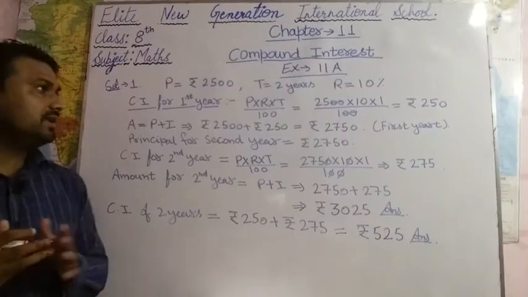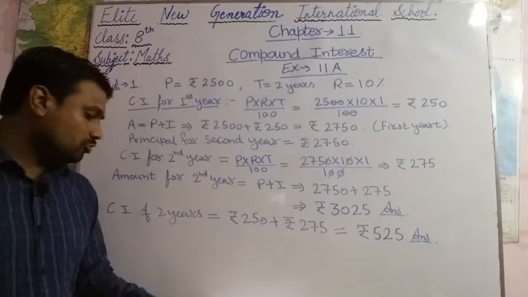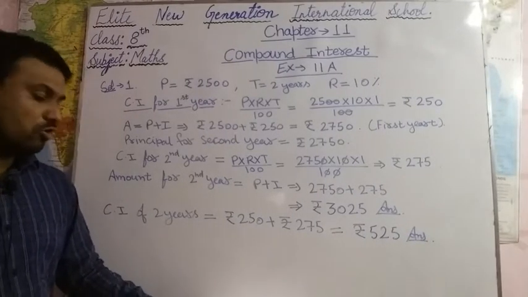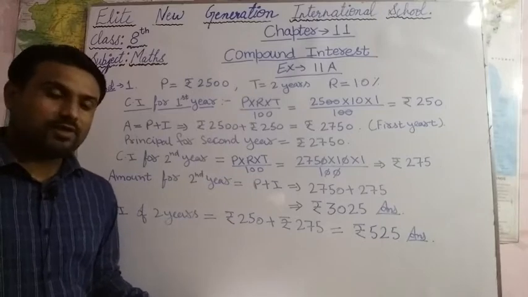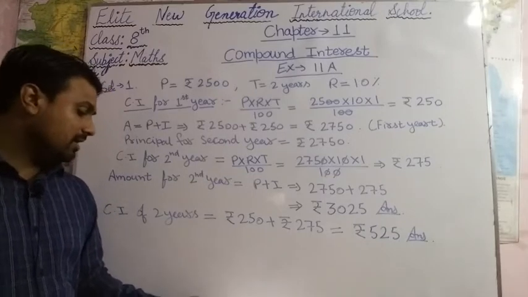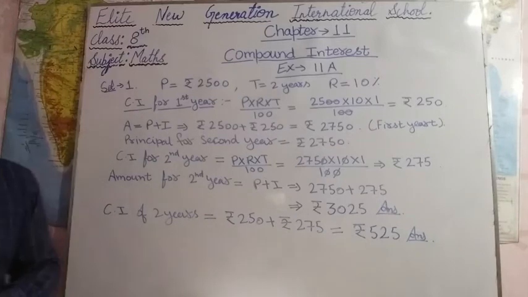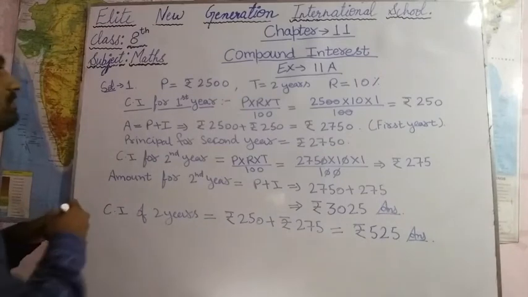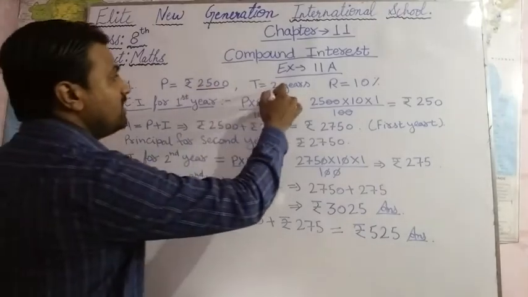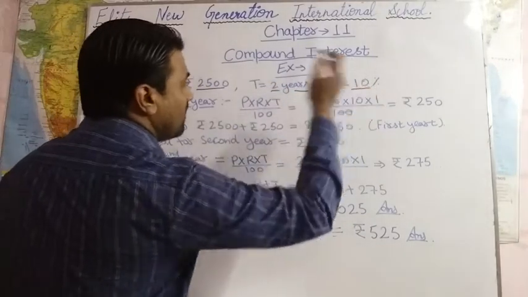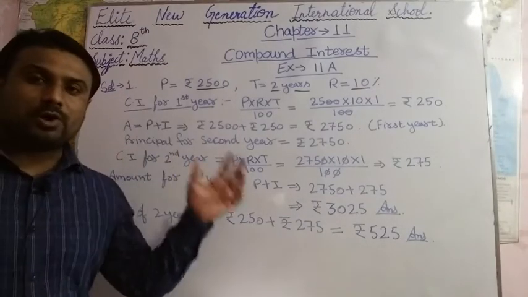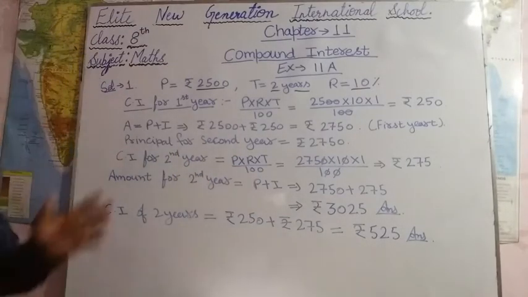So in exercise 11A, see question number 1. Find the amount and the compound interest on rupees 2500 for 2 years at 10% per annum compounded annually. In this question we are given principal equals rupees 2500, time 2 years, and rate 10%. And we have to find the compound interest and amount after 2 years.